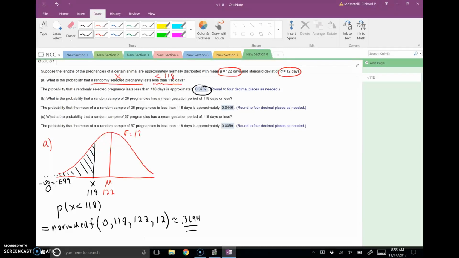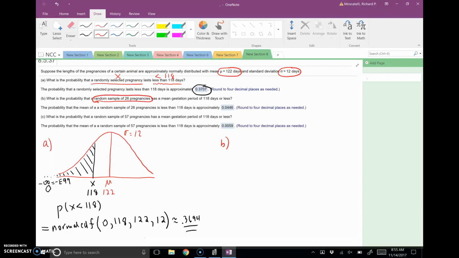All right, let's give a look at the next one, because the next one's a little bit different. So what would it be? What's the probability that, and here we go, a random sample of 26 pregnancies? All right, well, we're not talking about just one pregnancy anymore. It's talking about 26 pregnancies. Now, if you're going to have 26 people and each of them has their own pregnancy time, you're not going to talk about each individual person's pregnancy time.